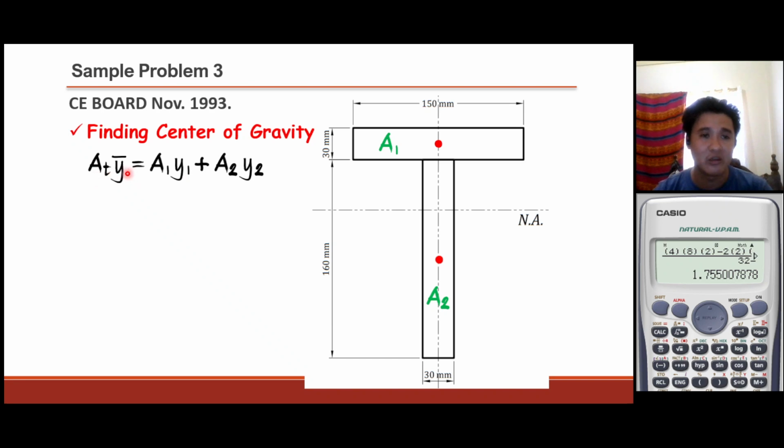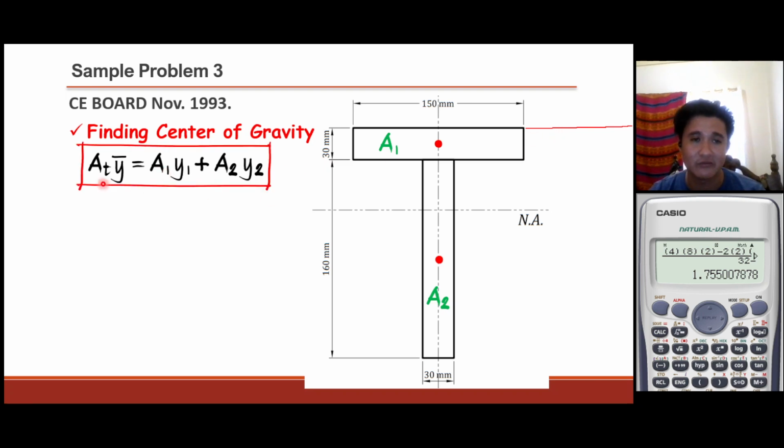So area total y bar is equal to a1 y1 plus a2 y2. So nagdadagdag na lang tayo dito. At yung magiging reference point natin ay itong top ng beam natin. Okay? So, yan yung magiging reference point natin. So, finding the center of gravity, we have this equation. Let's proceed sa solution natin.